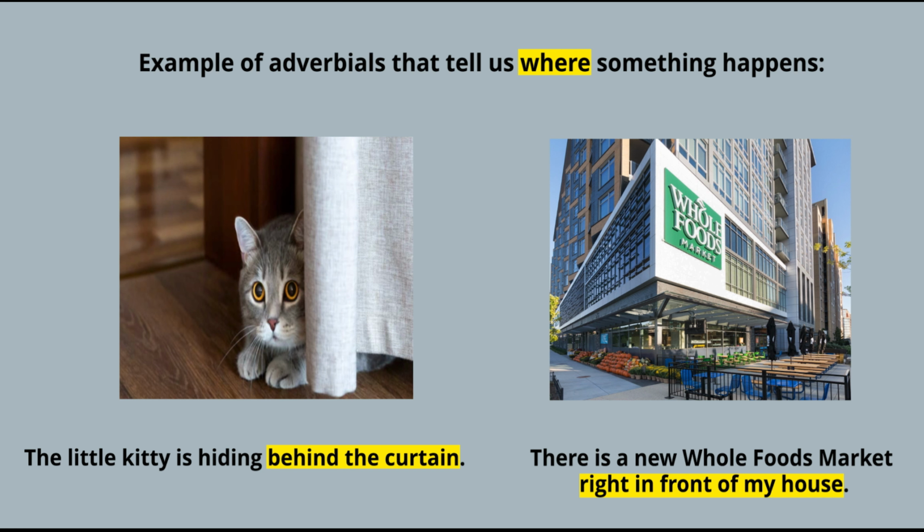Right in front of my house is an adverbial. So, what is right? Right is an adverb. In front: in is the preposition, front is the noun, of my house. Of is the preposition, my is the possessive pronoun adjective, and house is the noun. So, right in front of my house is the adverbial, and it is telling you where. So, where is the new Whole Foods market? It is just right in front of my house. Got it?